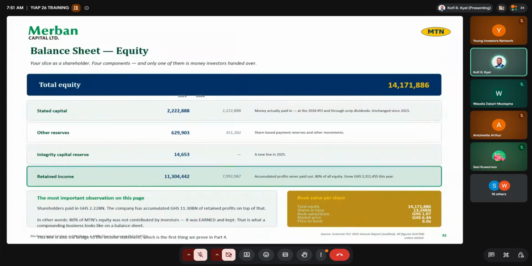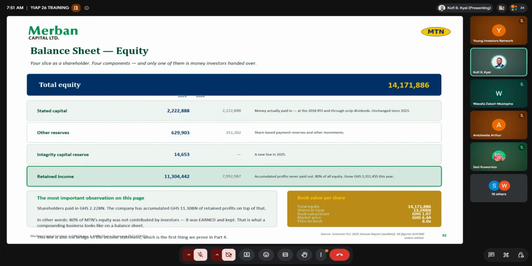So the stated capital represents equity, what is left for investors, for shareholders. Of the total equity, we have stated capital, which is 2.2 billion. Money actually paid in. This covers the 2018 IPO through scrip dividends, and it has been unchanged since 2023.